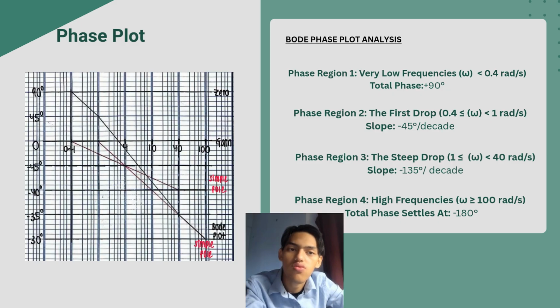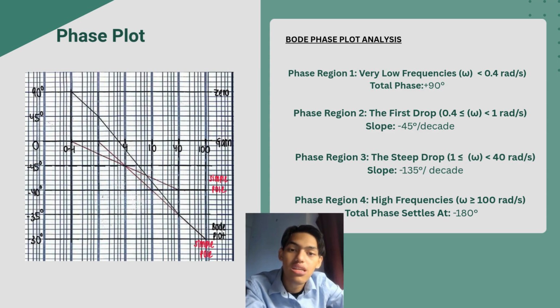First, at very low frequency, specifically where omega is less than 0.5 radian per second, our total phase stays flat and starts at a solid plus 19 degrees. This initial shift is driven by the zero in our system. Next, we hit phase region 2, which covers the first drop between 0.4 and 1 radian per second. Here the slope begins to decline at a rate of negative 45 degrees per decade.